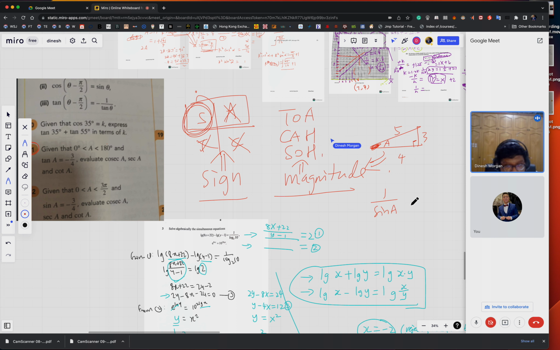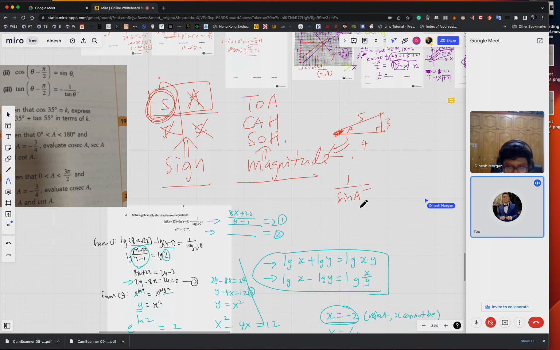1/sine. So let's do it together. So it's 1/sine A, right? That's our cosecant. So let's figure out what is sine A first, right? So sine A is O/H, right? So you flip it, will be 5/3, right? So this will give me the magnitude.